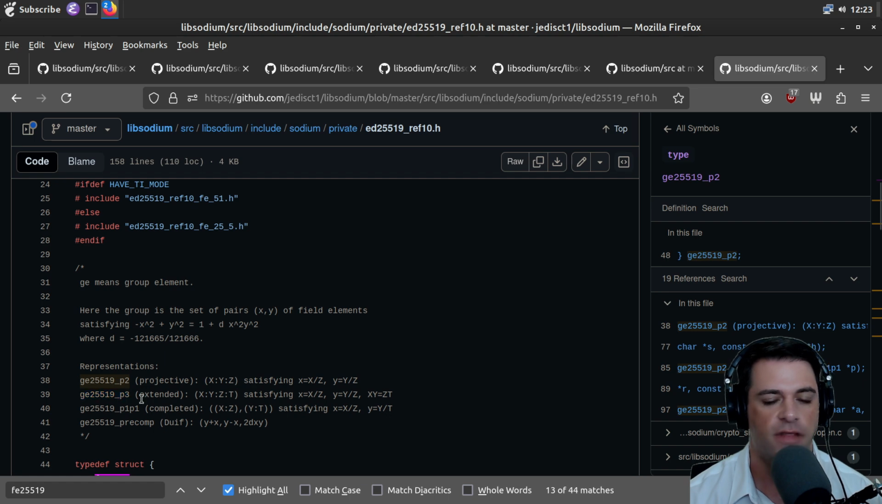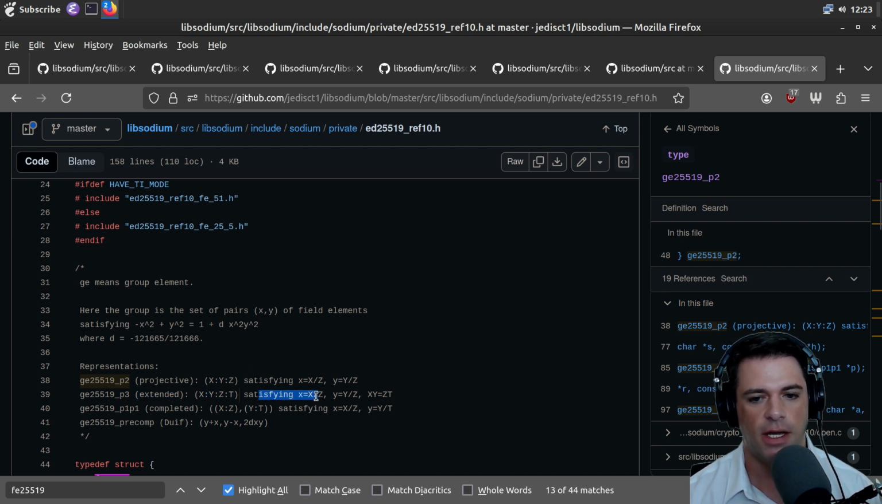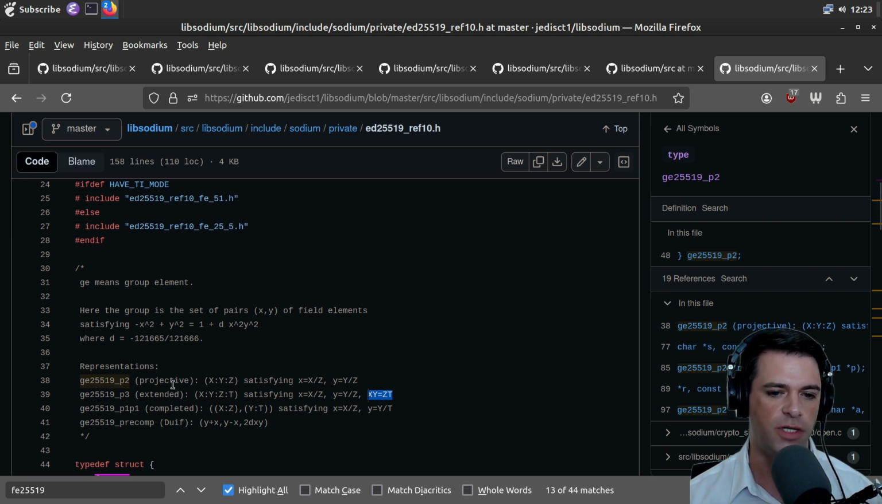We have the extended representation. I don't know what that's about, but we have now 4 coordinates satisfying x is equal to X over z, y is equal to Y over z, and xy is equal to zt. So these two are the same. And now there's this multiplicative constraint that's kind of governed by t. I'm not sure when you would use that, but I'm sure it has a use.